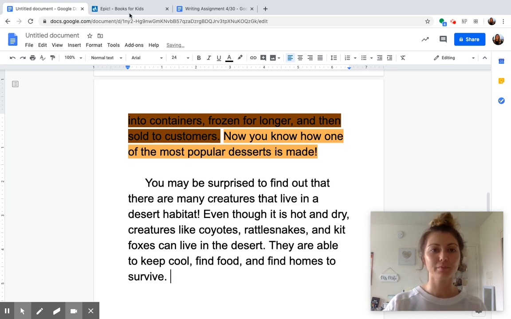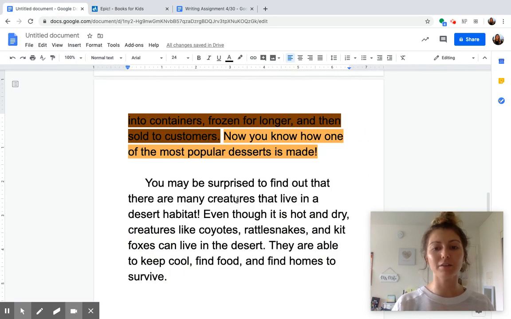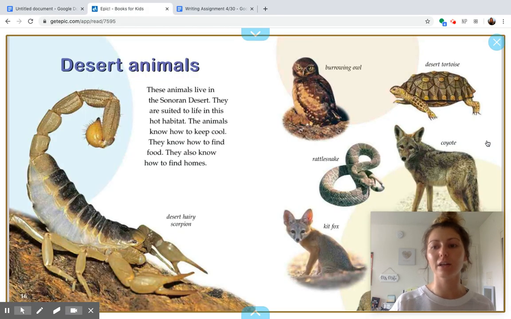Lastly, let's see what else might be important to add. Looking back at my topic sentence, I'm talking about the creatures that live in the desert habitat.